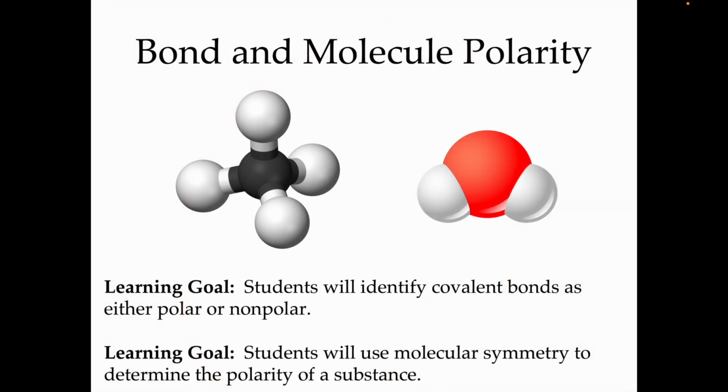Now that we've talked about VSEPR and molecular shape, let's talk about bond and molecule polarity. So first up, a brief review of bonding, right? We know for ionic bonding, something like sodium, a metal, wants to lose an electron because it has just 1 valence electron, while something like chlorine wants to gain an electron because it has 7 valence electrons.